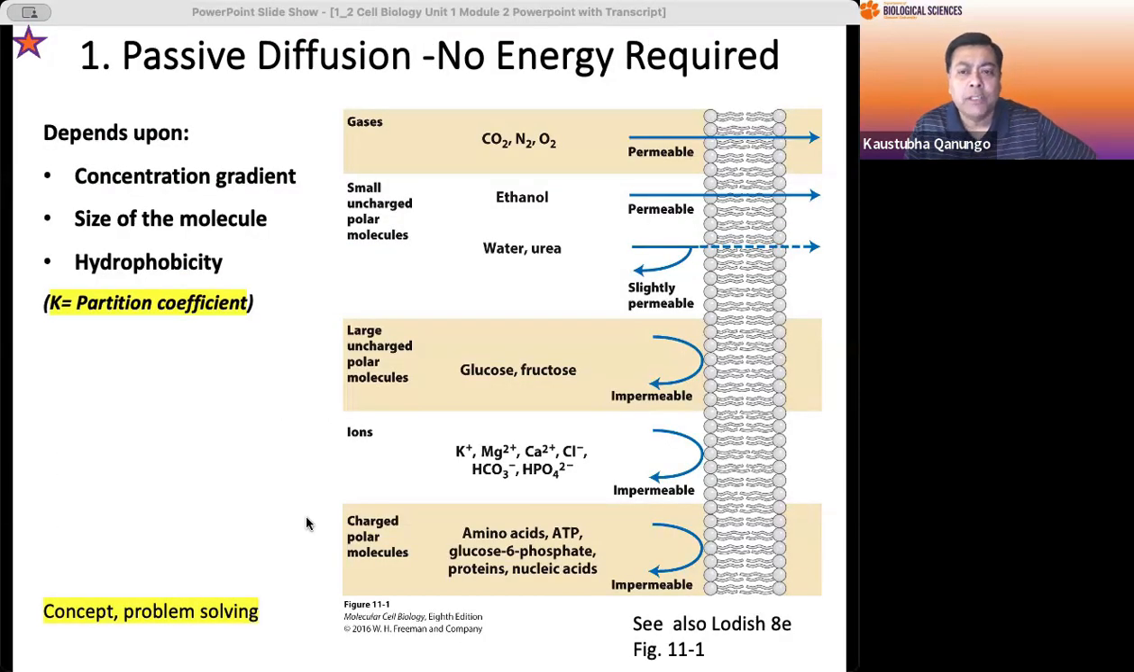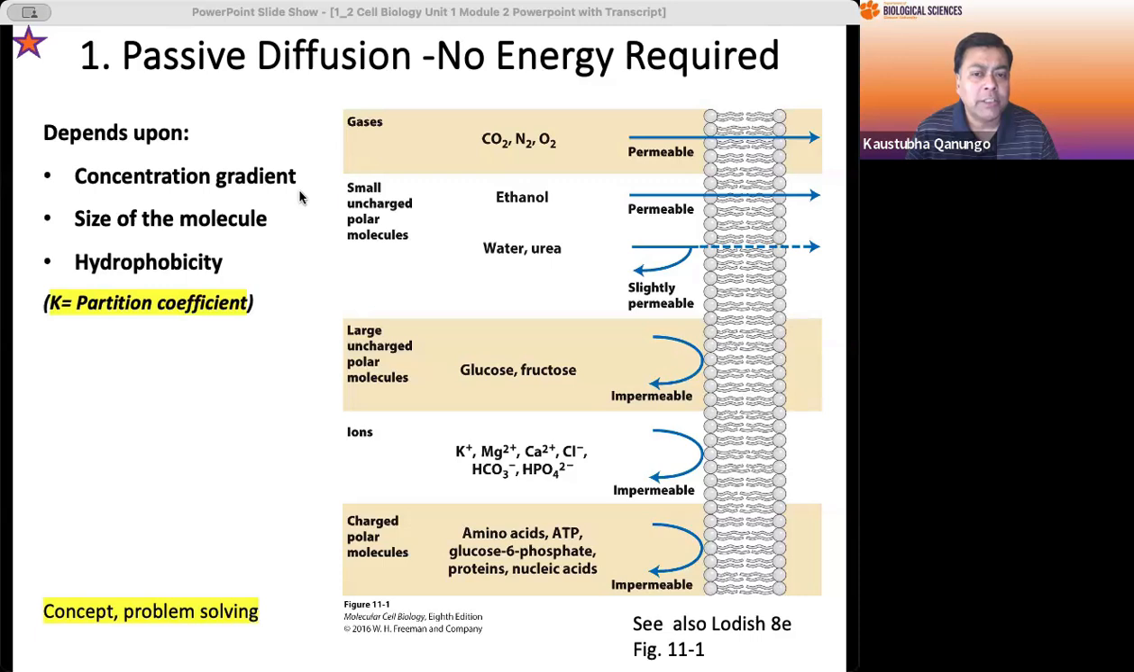This passive diffusion is through the plasma membrane. Only small molecules like carbon dioxide, nitrogen and oxygen are the ones which can pass directly through the membrane, whereas ethanol is also permeable, but water and urea are only slightly permeable, almost impermeable. You need aquaporin or some channel to move them, whereas large uncharged or charged polar molecules, glucose and ions are mostly all impermeable. So remember that you will need this to answer some of your quiz questions.